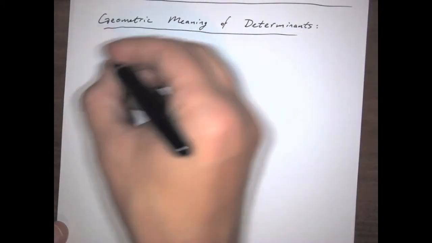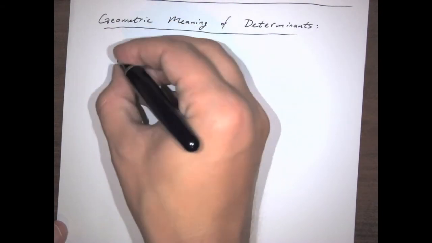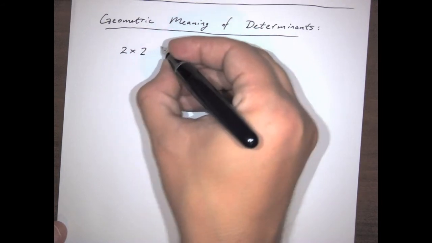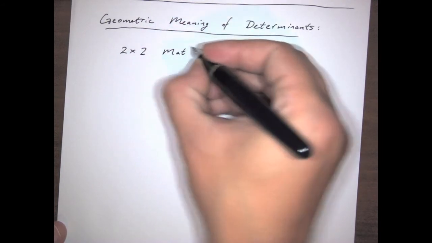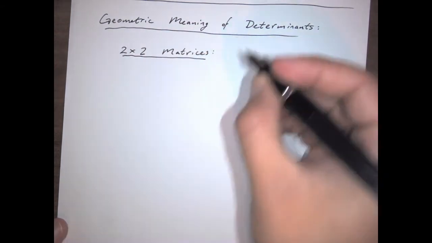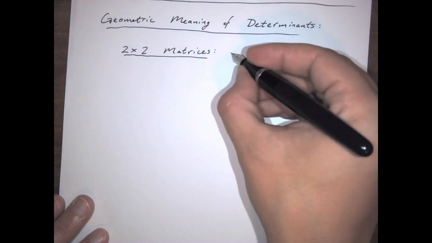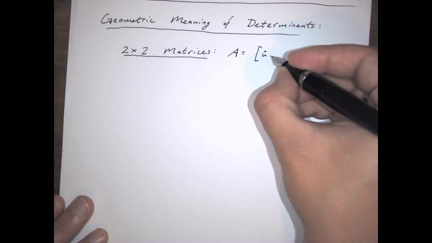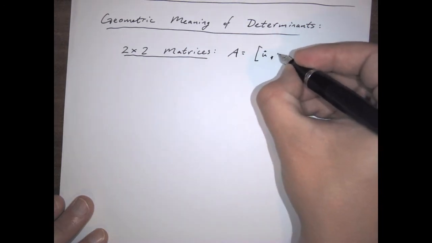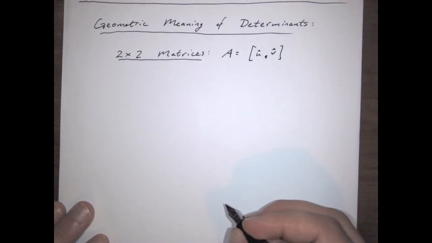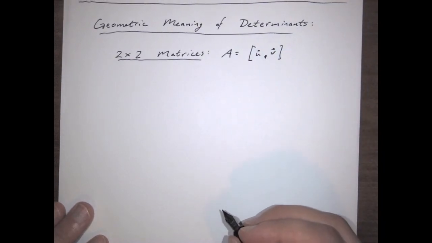So for a 2 by 2 matrix, let's say that the 2 by 2 matrix is something like this. So 2 by 2 case. For 2 by 2 matrices, let's say that A is equal to U and V. So in other words, I'm representing the columns of A by a U and a V.